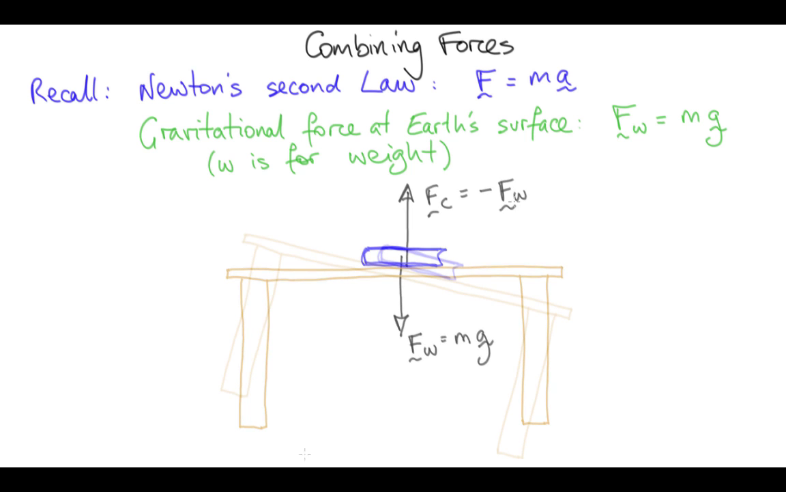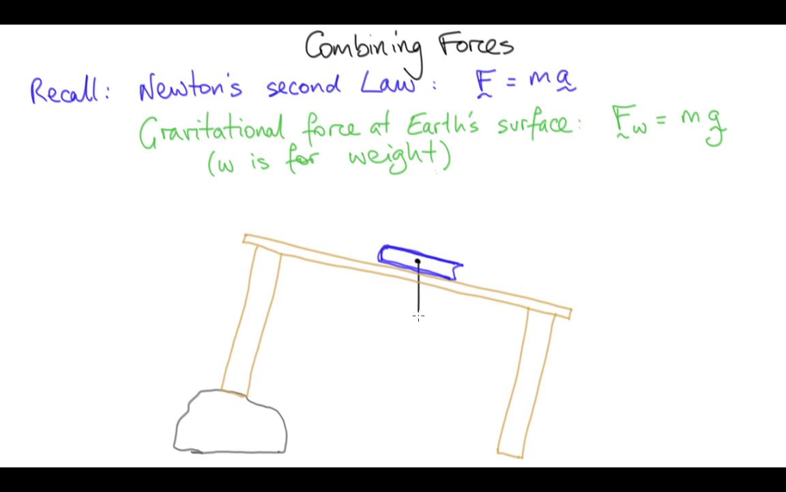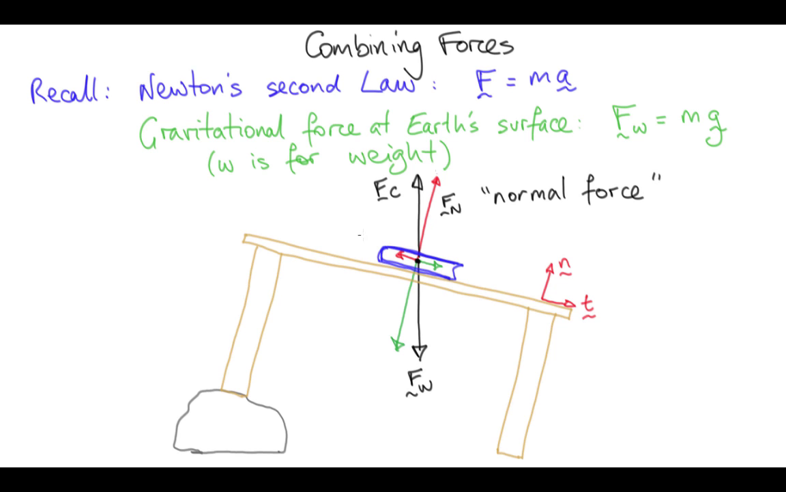Now what happens if I tilt the table or put the book on a ramp? If the book stays at rest, then the contact force must still be acting to perfectly counteract the gravitational force. So now the contact force has a component acting away from the table and a component acting along the table. This outward force is called the normal force, and the force pushing along the table is friction.